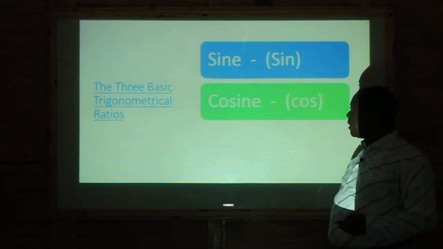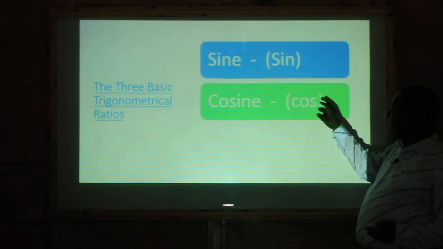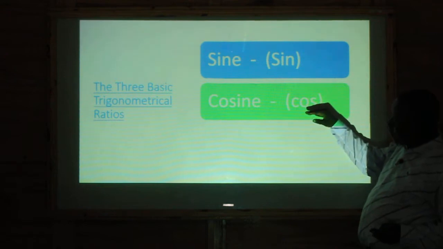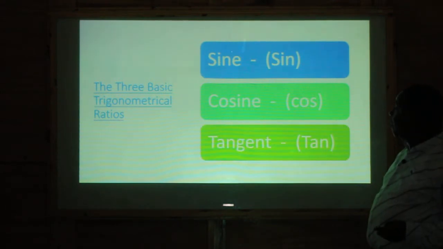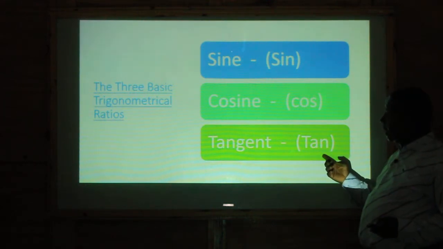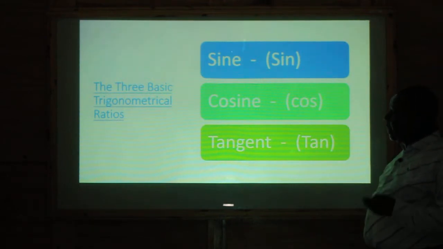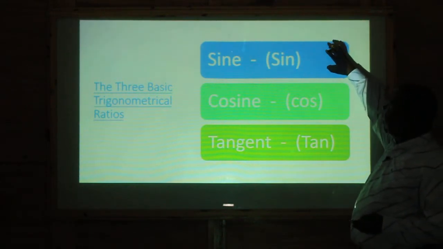The other trigonometrical ratio is the cosine, C-O-S-I-N-E, but it is abbreviated as cos. So when you are solving problems, you will be dealing more with the abbreviated form of it. And the third one is the tangent. The tangent is abbreviated as TAN. So basically, these are the three basic trigonometrical ratios we are going to talk about. We are going to define all of them.